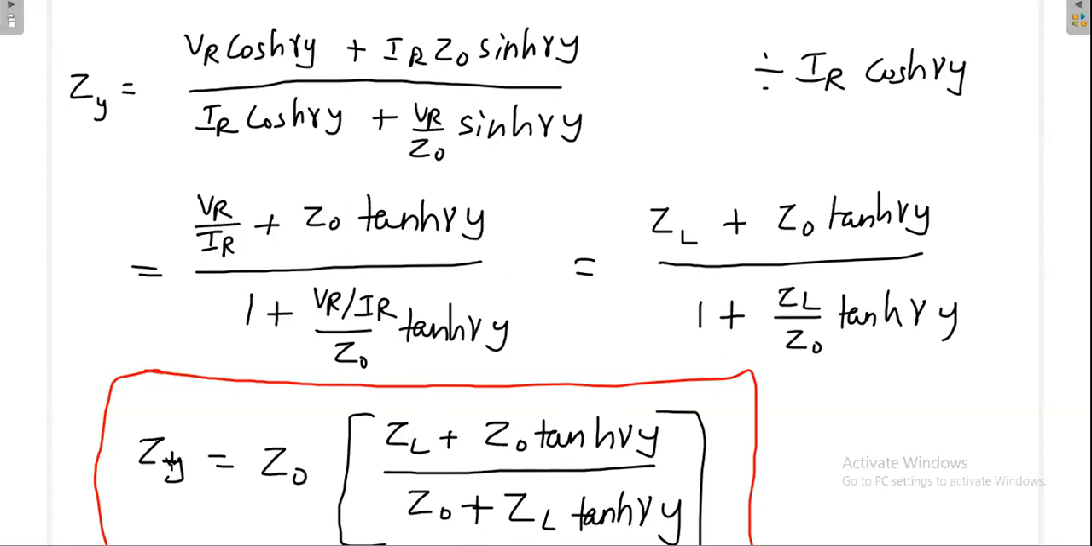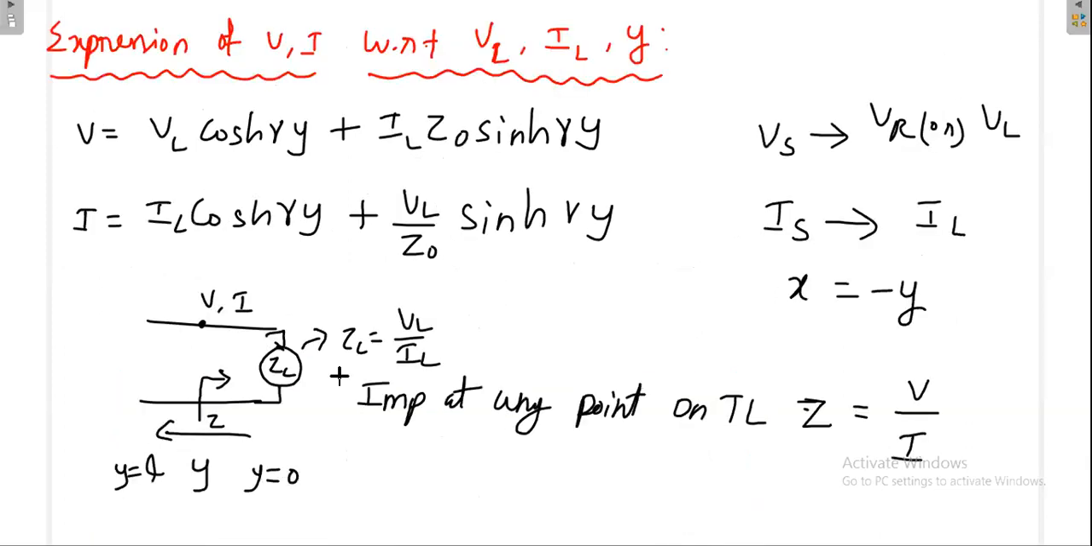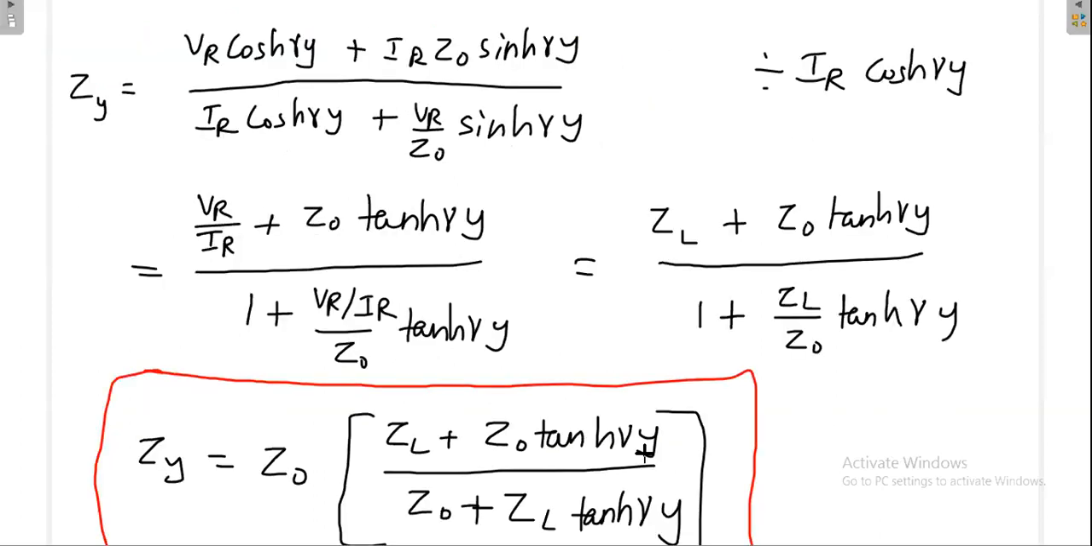This is the impedance of the transmission line, and your y can be anything. Your y can be 0. For a moment, try to substitute. If you are at your load, then your y is 0. In that equation you substitute y equal to 0. If y is 0, this term is 0 and this term also 0, so Zy is equal to ZL only. What I have derived is correct, because if y is equal to 0, you get ZL divided by Z0 times Z0.